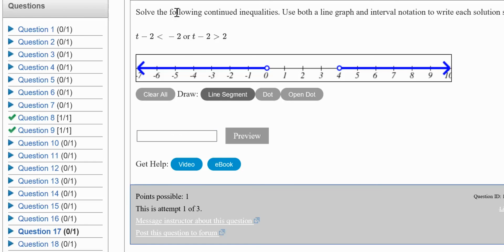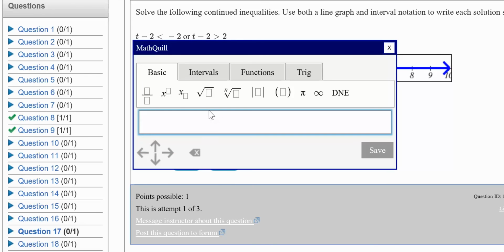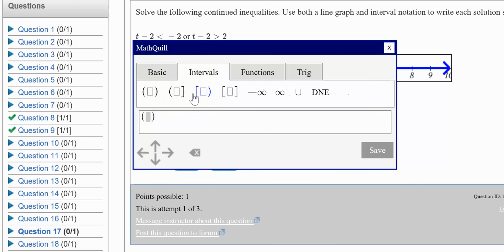Okay, and this one says solve the following inequality. We solved it. Use both a line graph and interval notation. So careful over here. This guy has to be interval notation. So I'm going to open it up. I have to open up a parenthesis here. Let's see, intervals. Yeah, there we go. That's what I'm looking for. So I'm going to go interval there, negative infinity, and I'm going to go to zero.